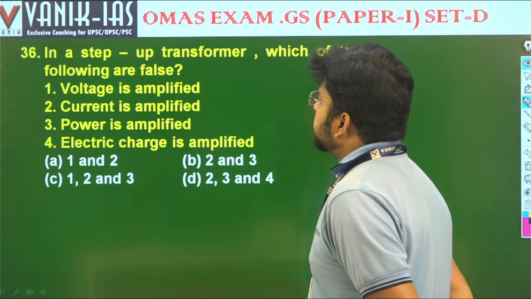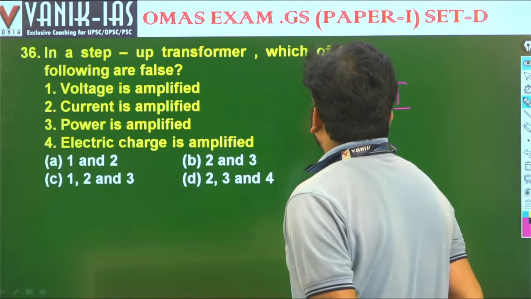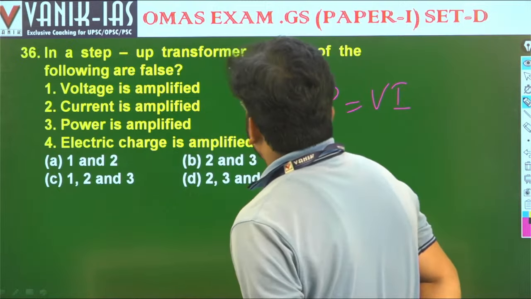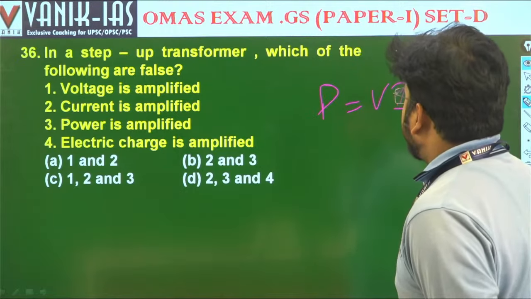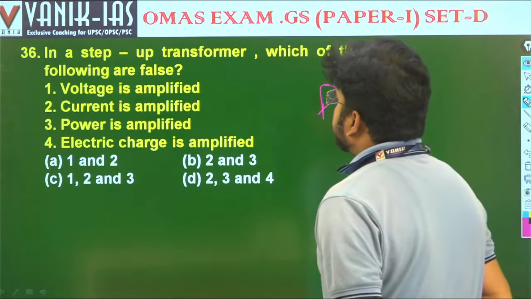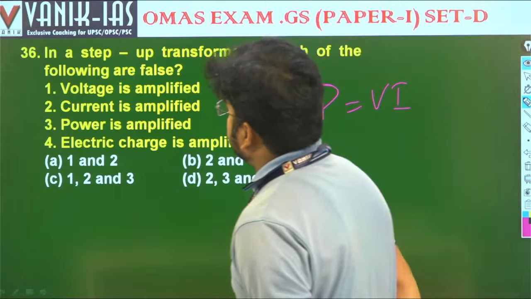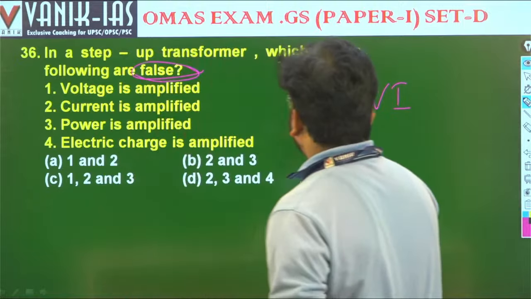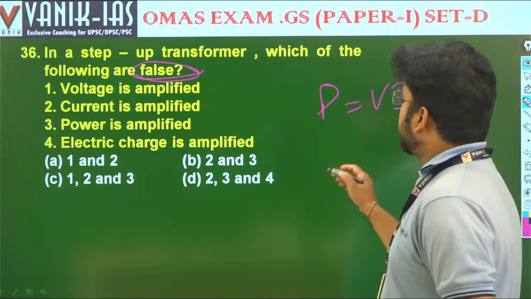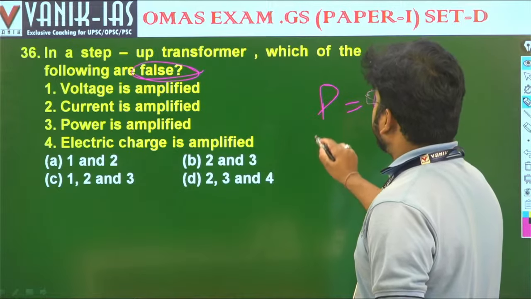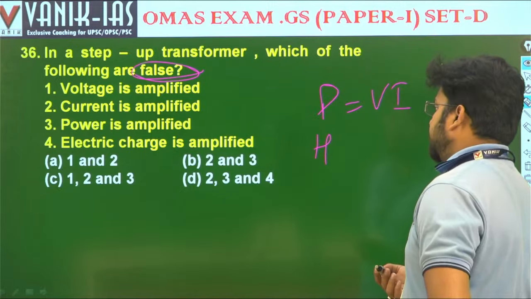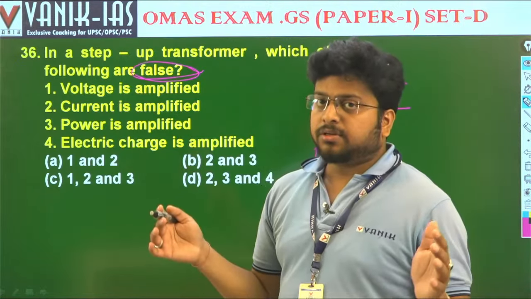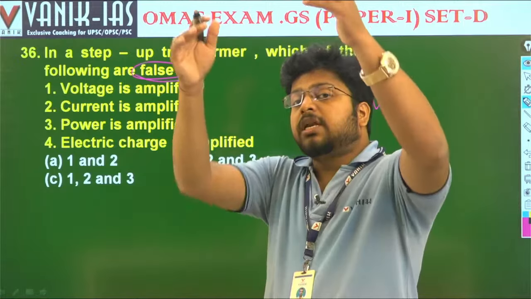Step up voltage means generally, in a step up transformer, high voltage, low current. Which are false? A step up transformer is used in the substations where first voltage is increased to high voltage. We know 11 kV, 12 kV, kilovolt, high voltage. So low voltage is increased to high voltage.